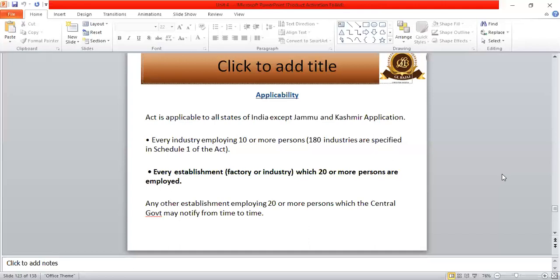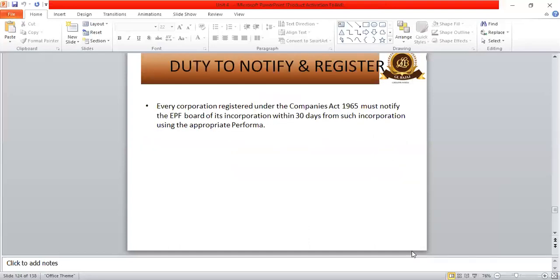So I think all organizations want good and capable employees who are looking for good HR practices as well. So I think by this slide on applicability, it is clear to all of you wherever this EPF Act is applicable. Now it's your duty to notify and register your organization under the EPF Act.